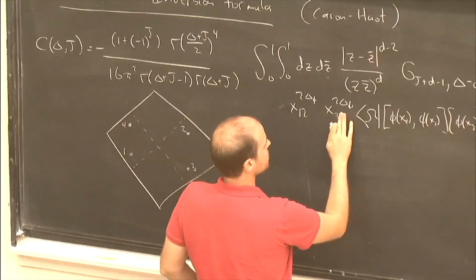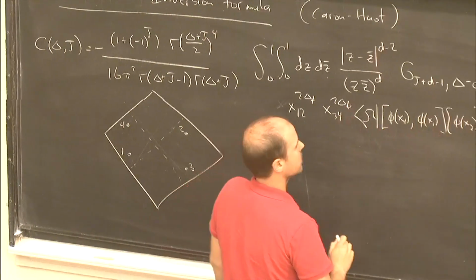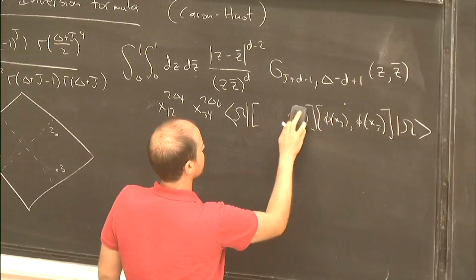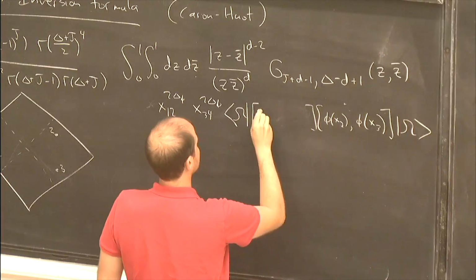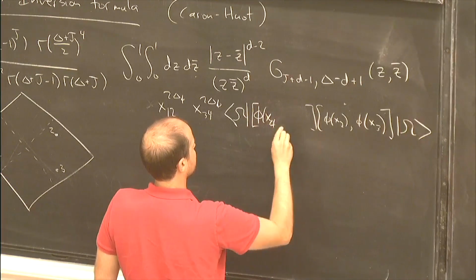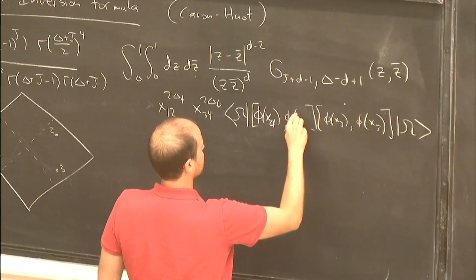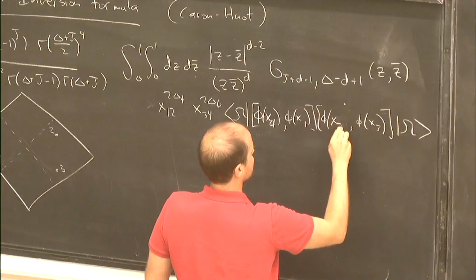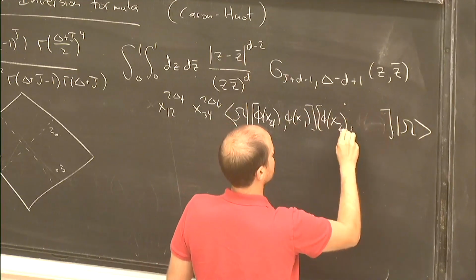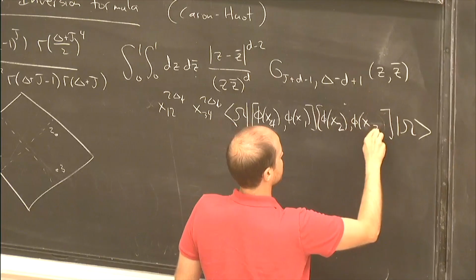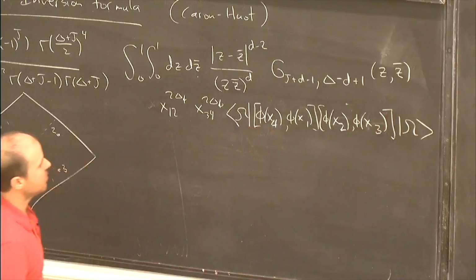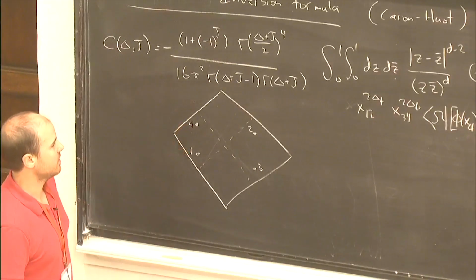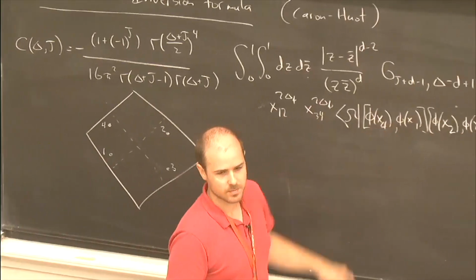OK, you mean these subscripts? Yeah, I'll write it bigger because it's important to keep track of. That's 4, that's 1, that's 2, and that's 3. And it's important that the operators be in this kind of configuration where 1 and 4 are timelike from each other, because otherwise this commutator would vanish.